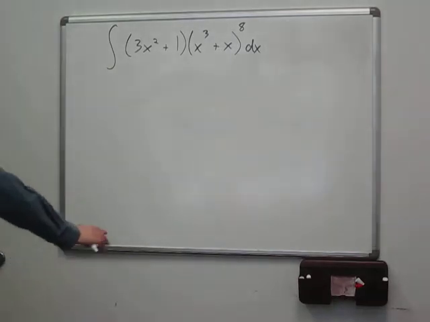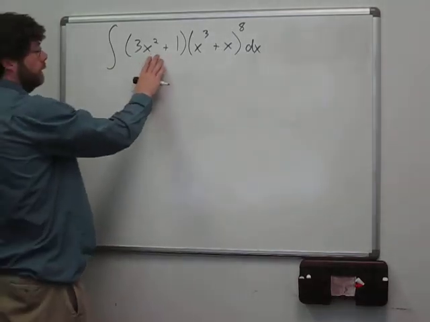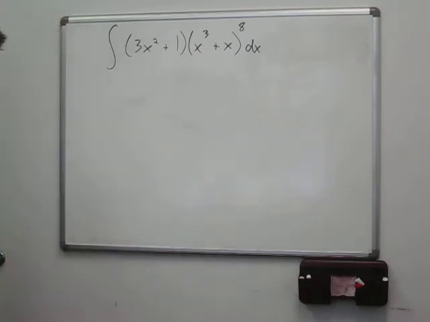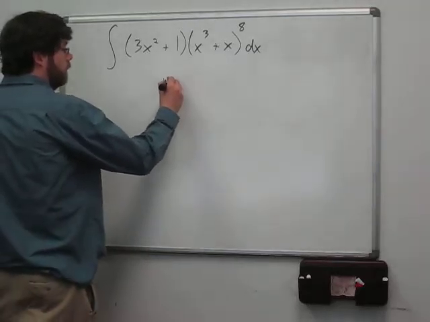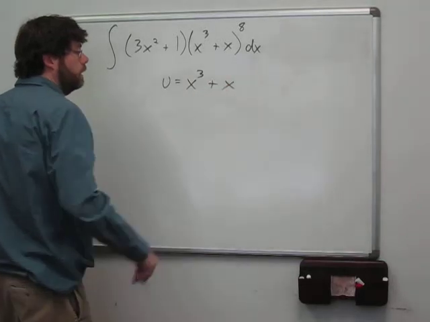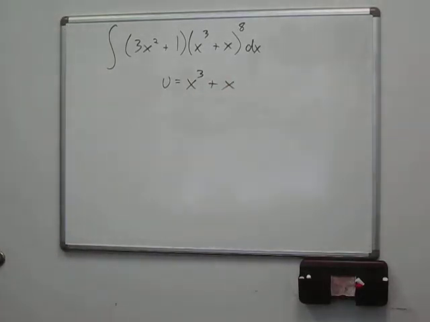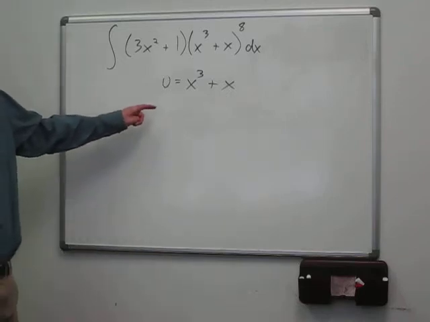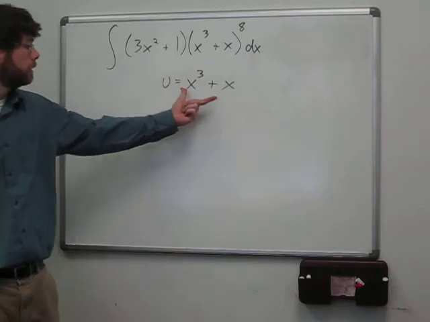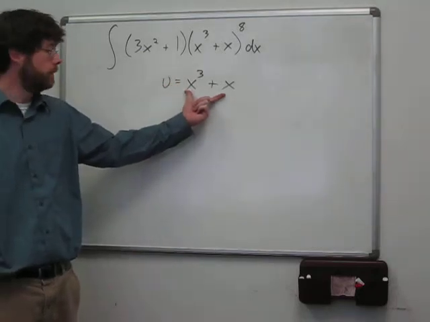If we look at this integrand, this piece here looks like the derivative of x cubed plus x. In fact, it's exactly the derivative of x cubed plus x. So what we're going to do is substitute u for x cubed plus x. And then the 3x squared plus 1, well, that's exactly the derivative of this.